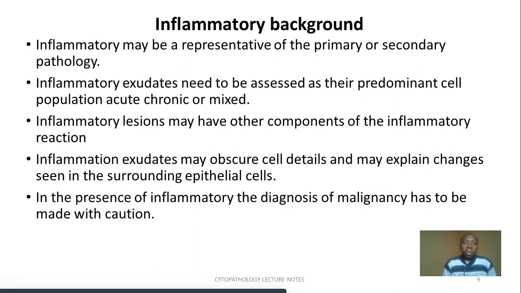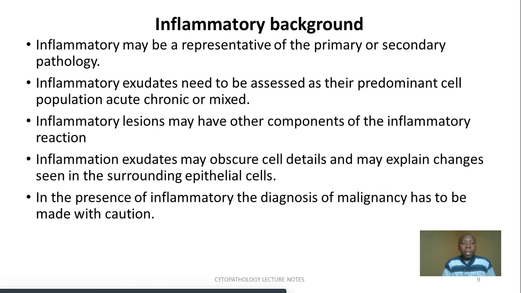Away from the cystic background, let's look at another background, and this is what we call the inflammatory background. Inflammatory ideally comes from inflammation. An inflammatory background may be representative of either the primary or secondary pathology in this case. So you have to consider other things like the clinical information that you're always given on the lab request forms, and then relate it to what you're seeing. You look at the patient's biodata.